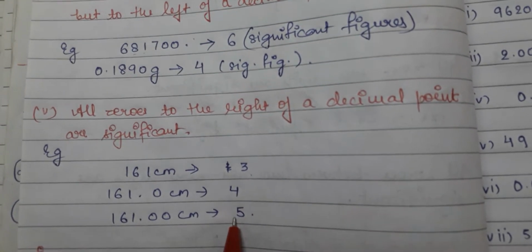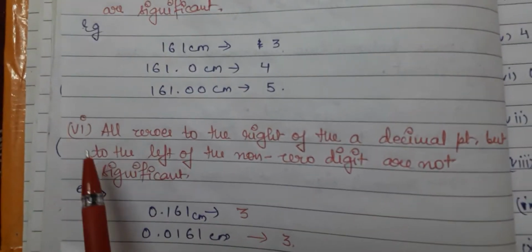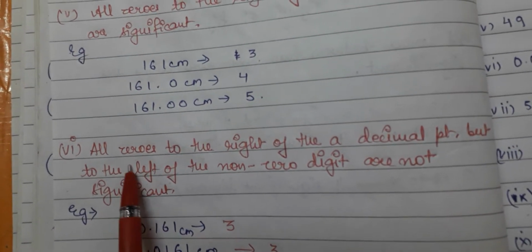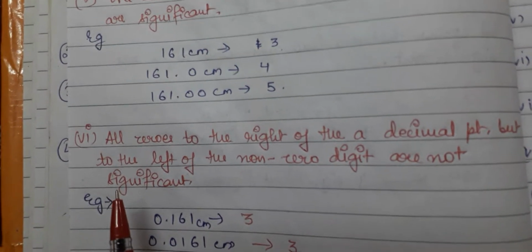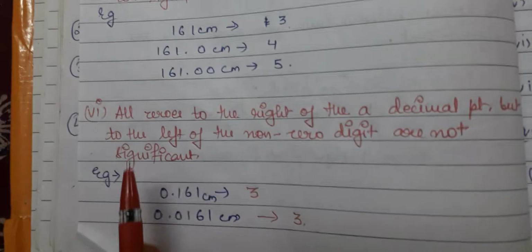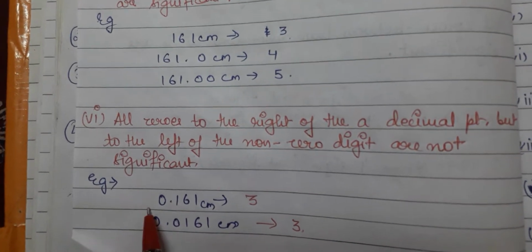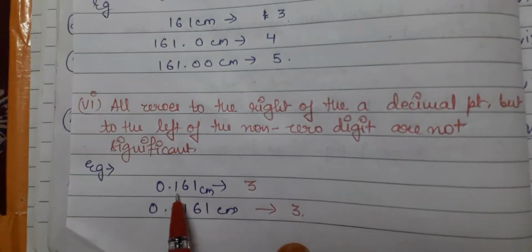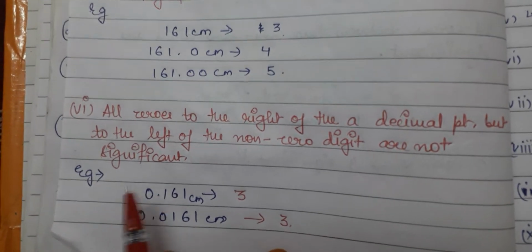161.00 centimeter, that is they are having 5 significant figures. Next rule, second last rule: all zeros to the right of a decimal point but to the left of a non-zero digit are not significant. Means if suppose you are writing 161 centimeter, but you are writing 0.161 centimeter. So there we never include the zero which is at the left side of the decimal.